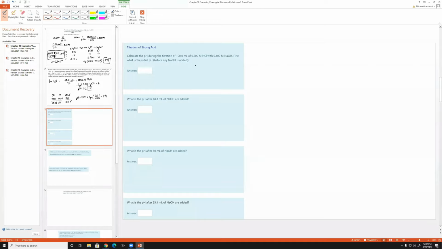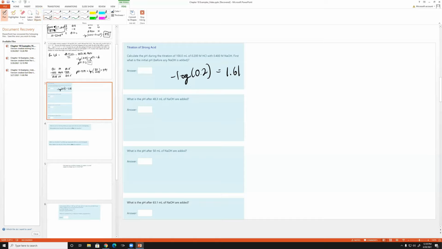All right, before any NaOH is added, we use the concentration of the acid, so negative log of 0.2. For the next one, we're being asked for the pH when you add 48.3 milliliters of NaOH. Now, first, we got to figure out the moles of both the acid and the base that are added. So the initial moles of the HCl is 0.2 times 0.1. So that's going to be 0.02 moles of HCl.